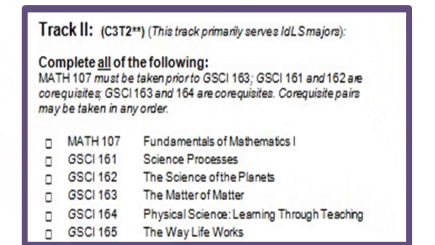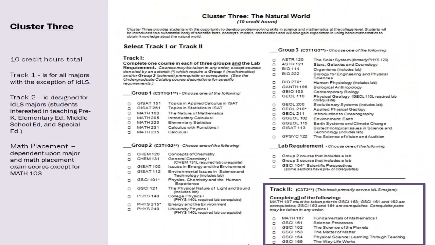Track 2 has been designated for students majoring in Interdisciplinary Liberal Studies, or IDLS. This is the major for students whose goal it is to teach in pre-kindergarten, elementary education, middle school, or special education. Students whose goal it is to teach at the high school level take classes under Track 1.